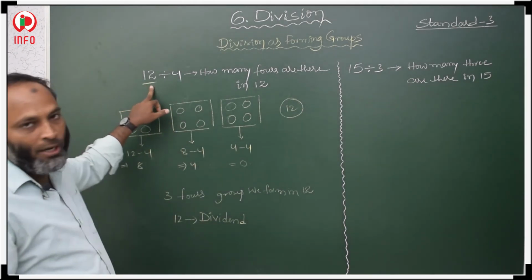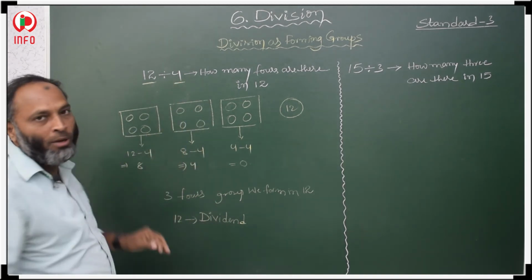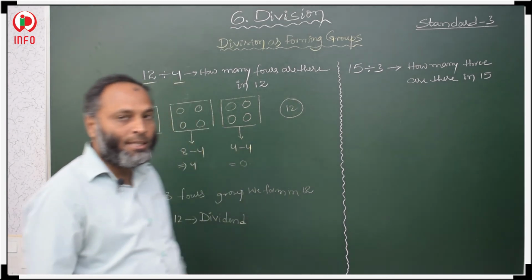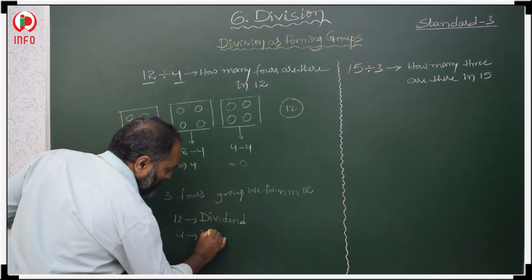It is called dividend. So these 4 groups, how many are there in the group? That is the divisor. 4 is the divisor.